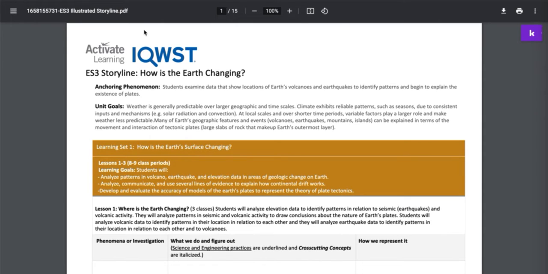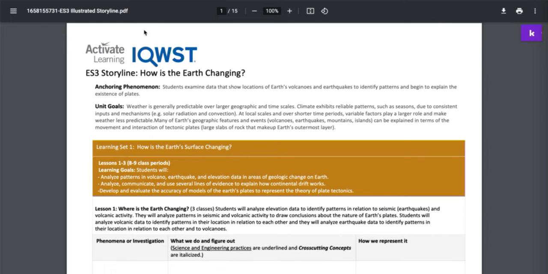Now, the anchoring phenomenon that they talk about for this one is to just look at maps of earthquakes and volcanoes in the world and start asking questions, which is fine, but it's not that great. Since we're in the Pacific Northwest, it makes way more sense to talk about the big one that's supposed to hit the Pacific Northwest. That being the anchoring phenomenon, very real, very true. We don't know when it's going to happen, but students should learn about this because we live in a volcanic zone and also in an earthquake zone.